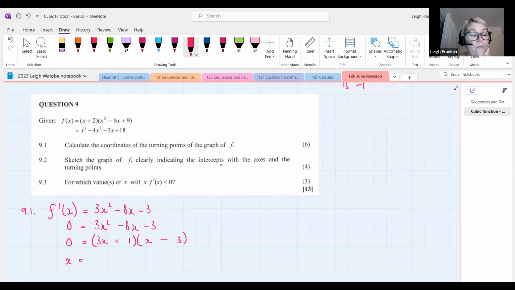Okay, so hopefully everybody's got the same answers. Right, very important here, matrix. You must show the first derivative. You must show the first derivative equals 0. On the line where you have your factors, you must show that they equal 0.